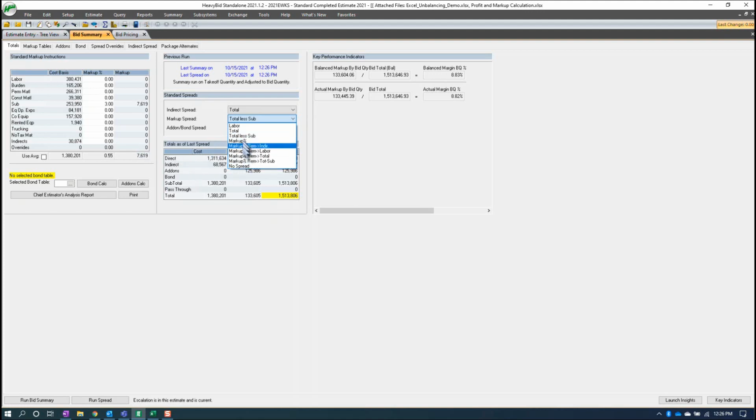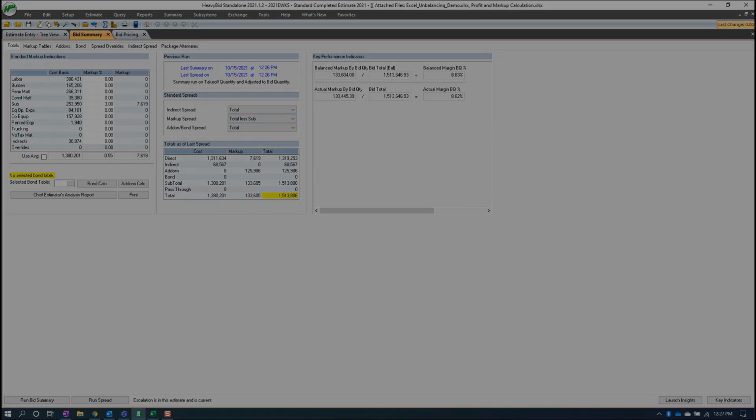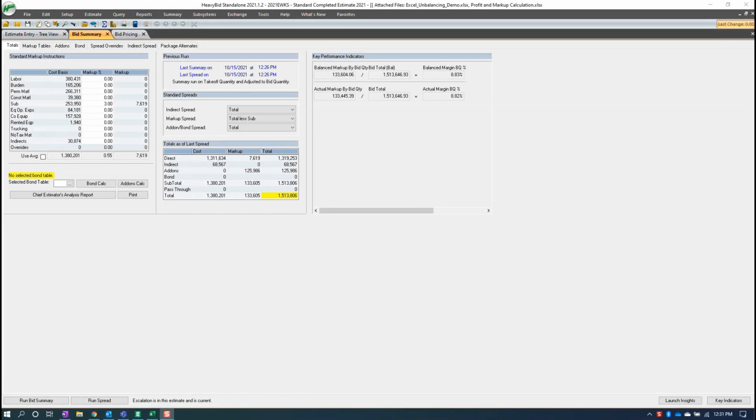There's the differences between, when you set this, you want to make sure that you're using either labor total or total less sub and not the markup percentage. Now let's continue over to bid pricing.